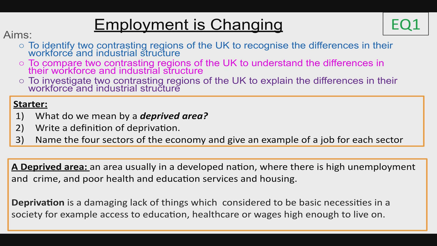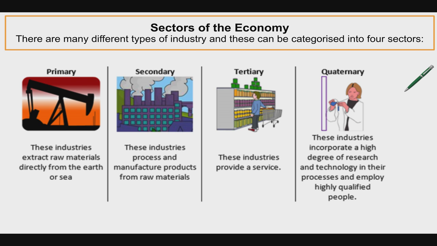So, question 3, the 4 sectors of the economy. I really hope lots of you got this right because we have done it before. It is primary, secondary, tertiary, and quaternary. The primary industries extract raw materials directly from the earth or sea. Give me a job example of somebody that does that, please. Hopefully you said something like farming, fishing, logging, even mining. This particular image here is actually of an oil well, a pump that is drawing out oil from the depths of the earth.